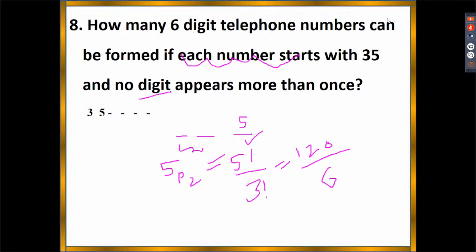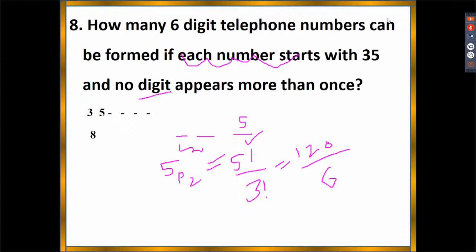Out of 6 digits, they do not mention anything now. Previously, they particularly gave a set of numbers 2, 3, 5, 6, 7, 9. Here you can use any digit from 0 to 9 now. But the first 2 places are compulsorily 3 and 5. The remaining 4 places you can fill with any digit, but the digits are not repeated.